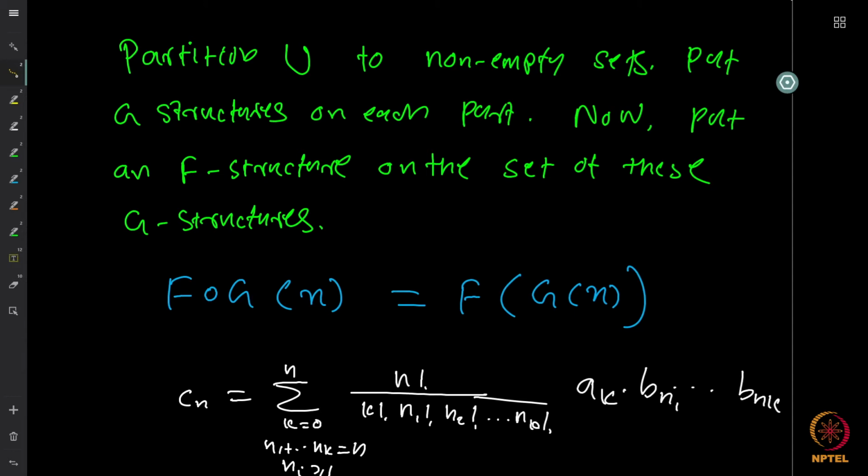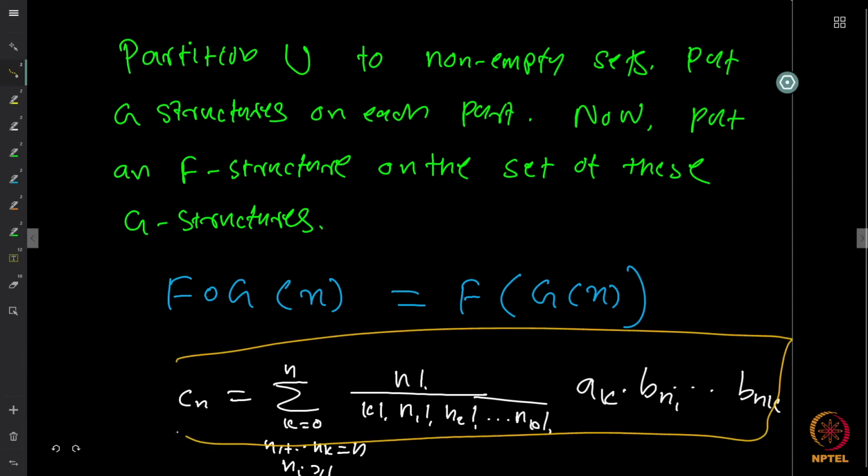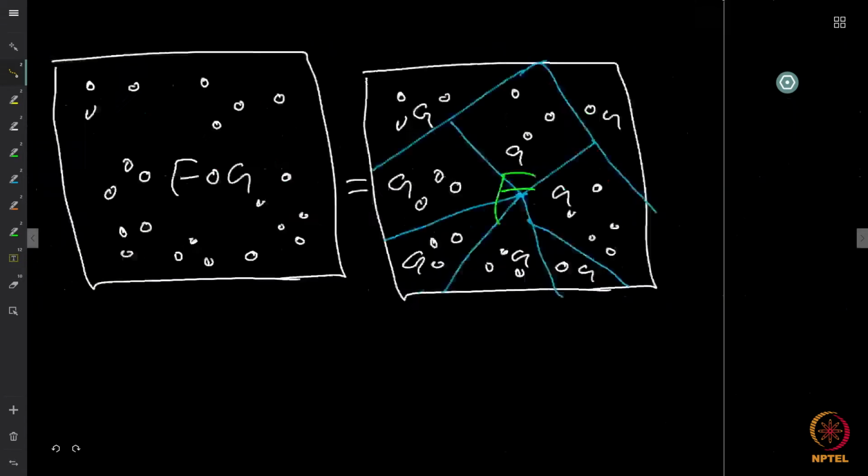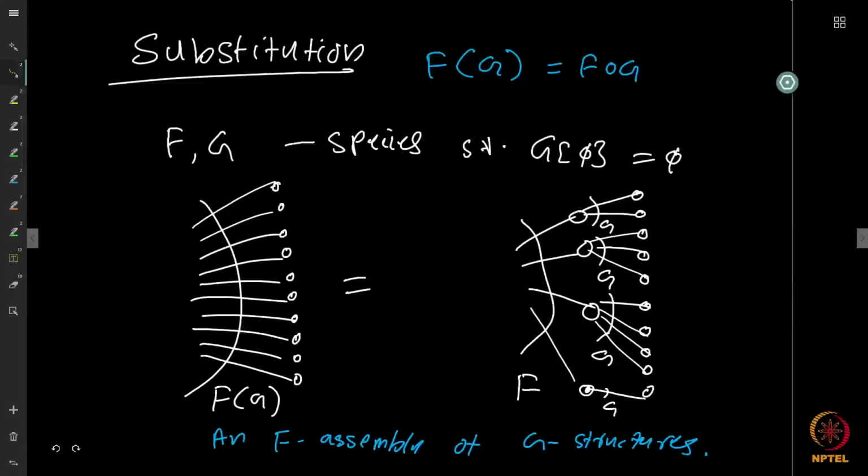So this should be familiar to you, because we discussed this when we were looking at the composition of generating functions, and it's essentially the same thing. We are just looking at it in terms of species now, right? And seeing that what is happening is precisely this.